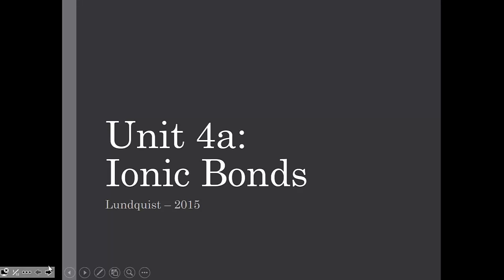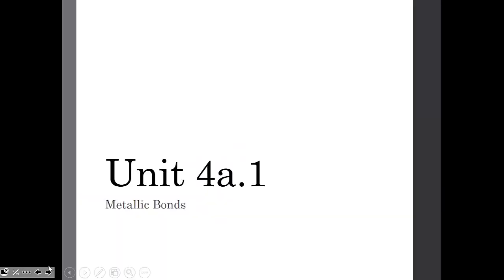Unit 4 is broken into two parts, ionic bonds and covalent bonds. So we will first tackle ionic bonds today, but before we do, we will look at metallic bonds.